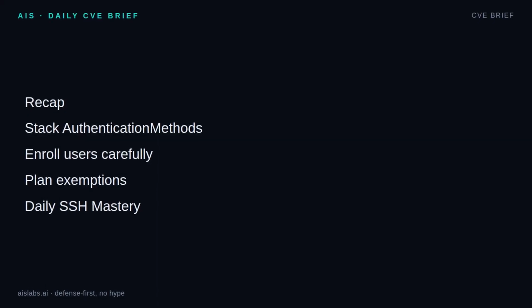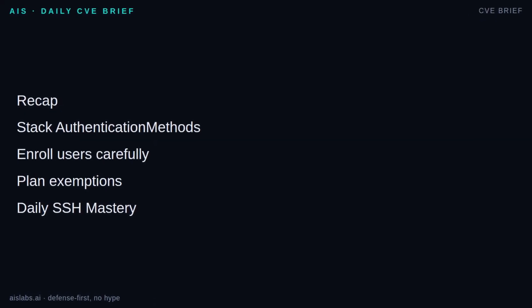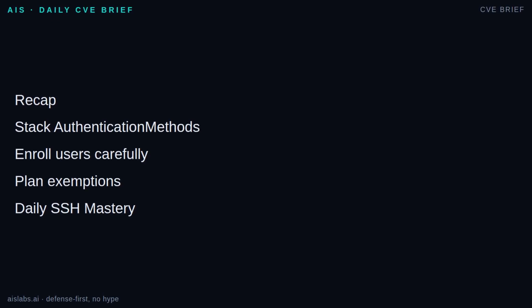Three beats to remember. First, SSH two-factor authentication is best done as key plus code, using AuthenticationMethods to stack public key and keyboard-interactive through PAM. Second, enrollment is per user. Generate the TOTP secret, store the emergency scratch codes, and never enable this without a console or break glass plan. Third, automation accounts need an explicit design, not a surprise outage. Use exemptions sparingly, and compensate with tight key scope.